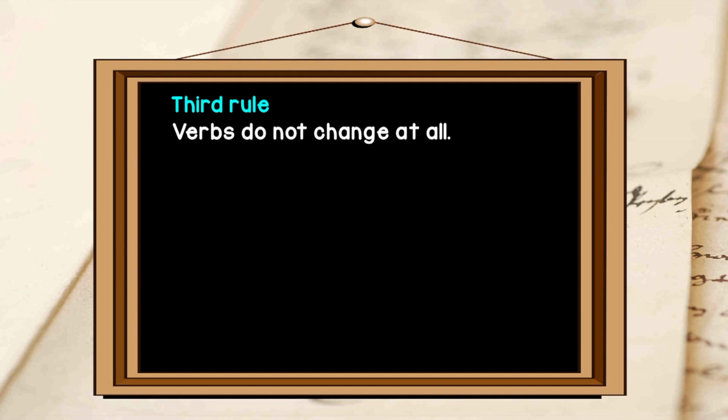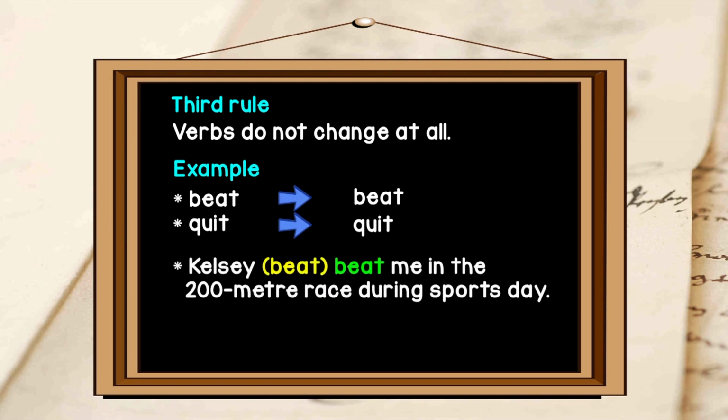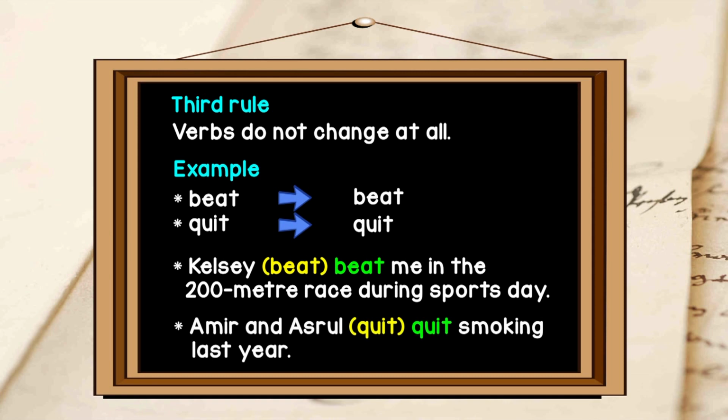Sometimes irregular verbs do not change at all. For instance, beat remains as beat and quit remains as quit. As in, Kelsey beat me in the 200-meter race during sports day. Amir and Asrul quit smoking last year.